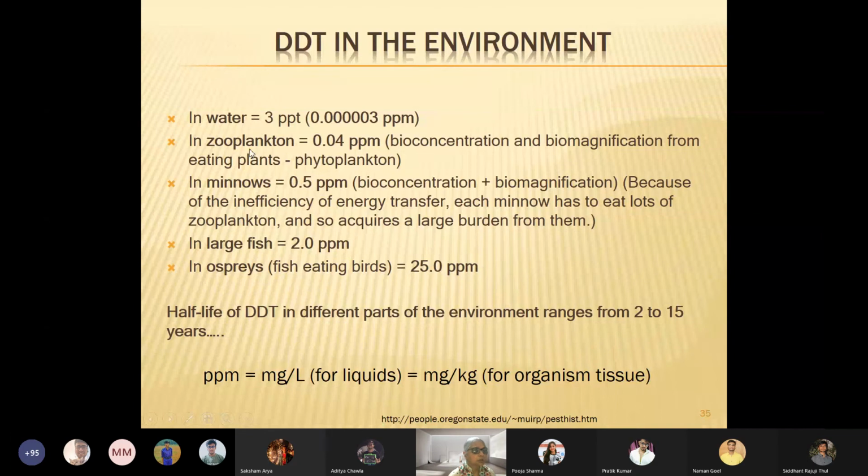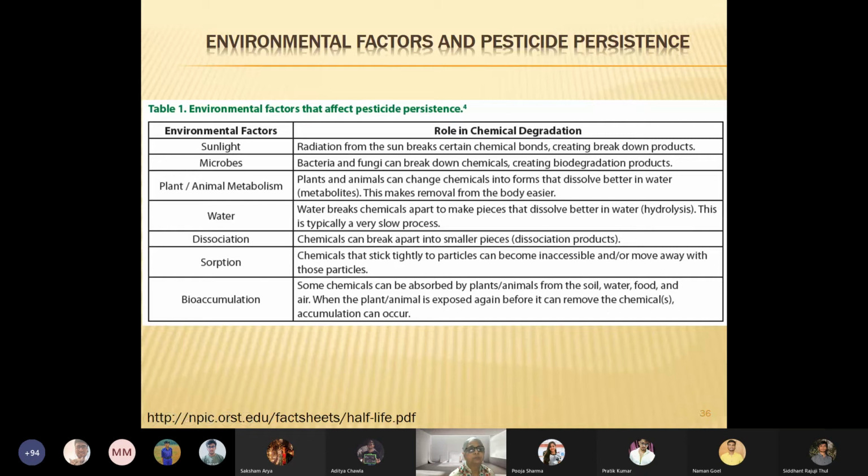From water, it goes to phytoplankton. The phytoplankton are utilized by the zooplankton. Zooplankton I've already shown you in the ecology class. So that's 0.04 ppm. You can see orders of magnitude accumulation of DDT from water to zooplankton. Minnows are small fish. You have 0.5 ppm, and large fish 2 ppm, fish-eating birds 25 ppm. So that's how it concentrates through the food chain.